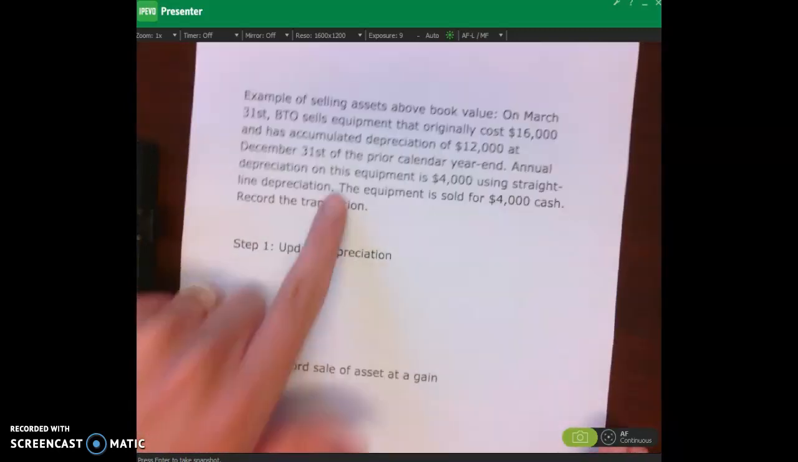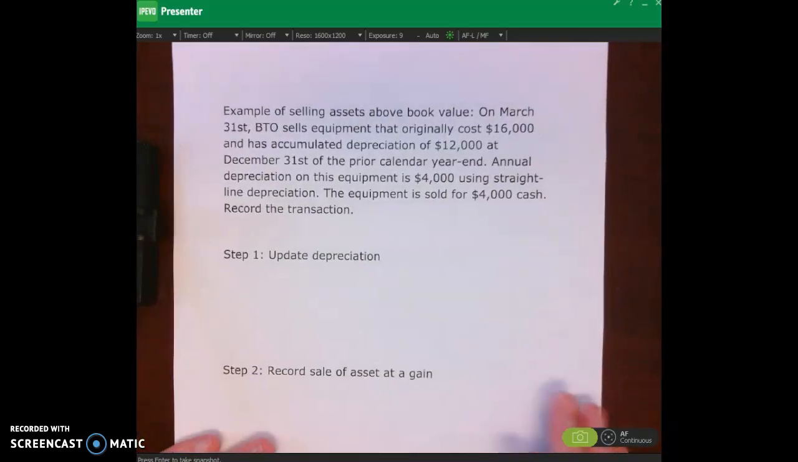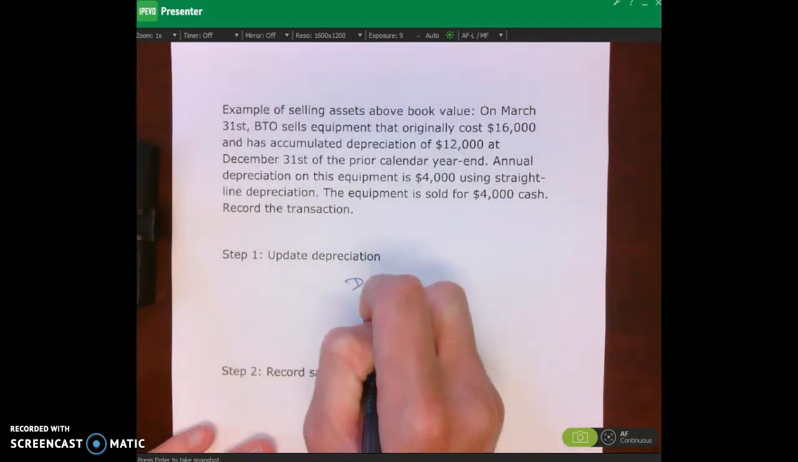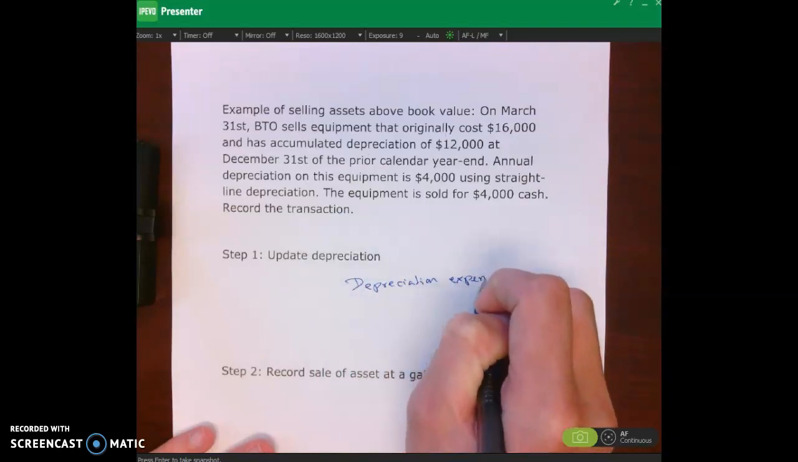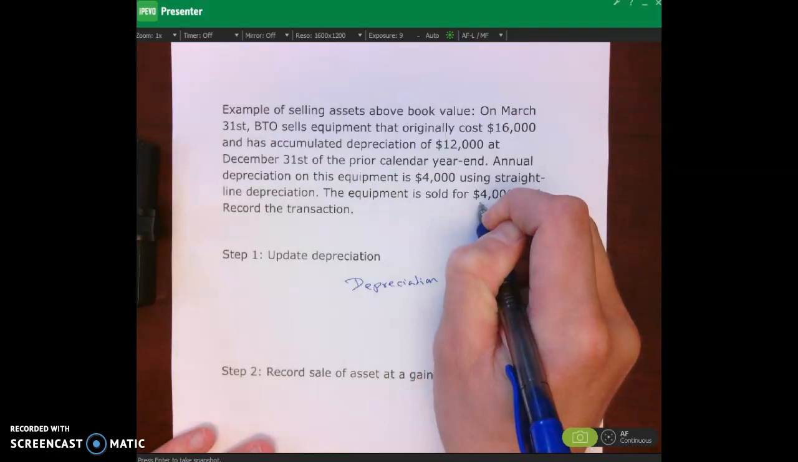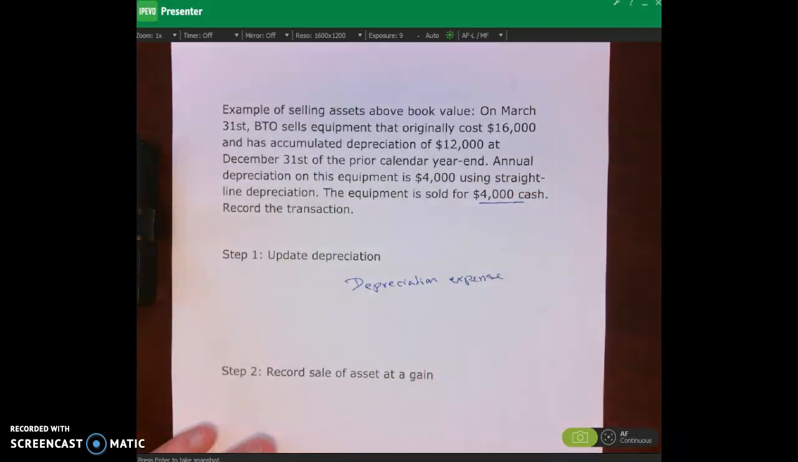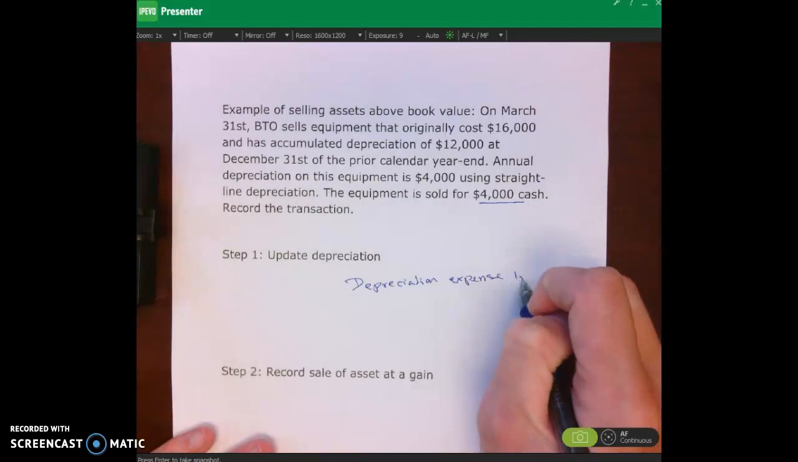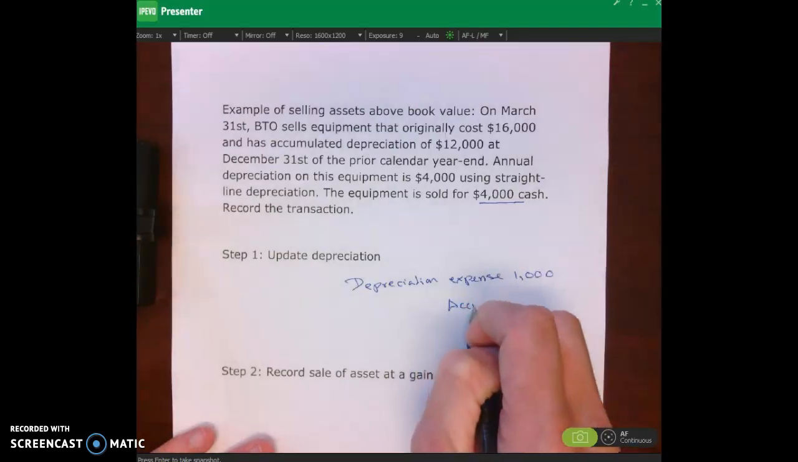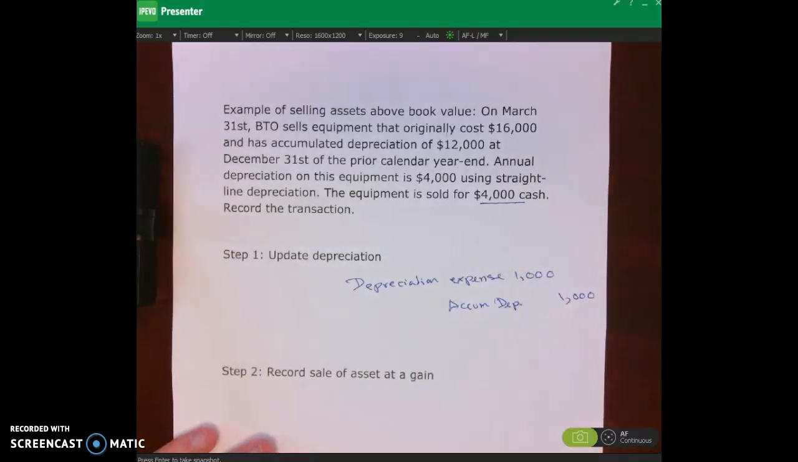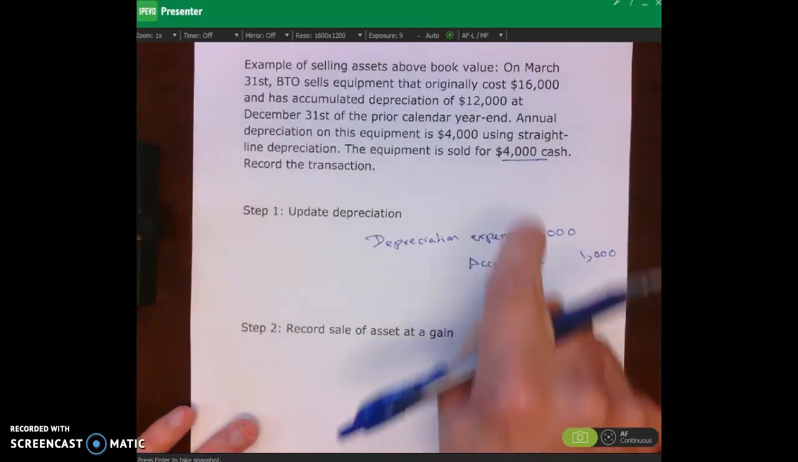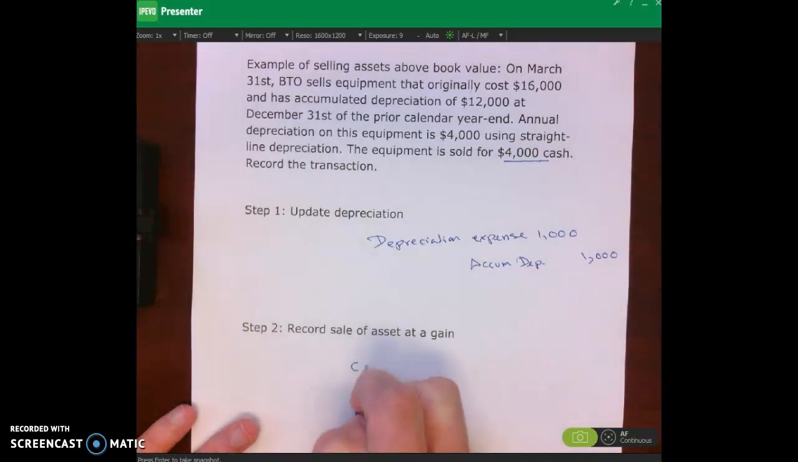Okay, same exact situation. So I have to update my depreciation. So it's debit depreciation expense, just like we did before, because this is the exact same problem, except I'm not selling it for $3,000. I'm selling it for $4,000. So 1,000, credit accumulated depreciation 1,000. So our balance in accumulated depreciation, just like it was before, is our $13,000. And we're getting paid $4,000 cash. So I will debit cash for $4,000.